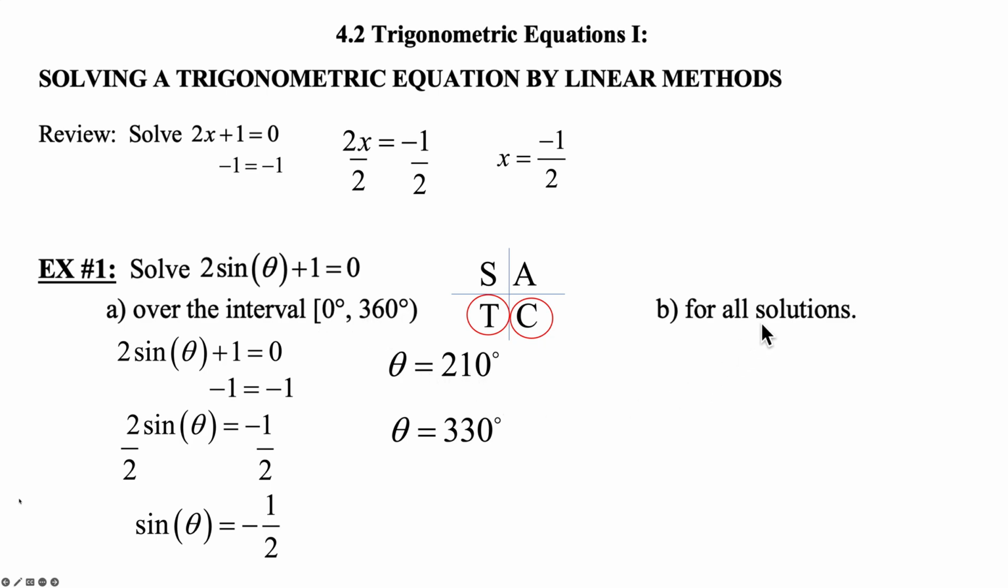Now for all solutions, we're going to add to that 360 degrees times n, where n is your revolutions. Say if it's positive 2, then we're going 2 revolutions in the counterclockwise direction. If n is negative 1, then we go in a clockwise direction. And we'll do the same thing for 330, and we have all of our answers.